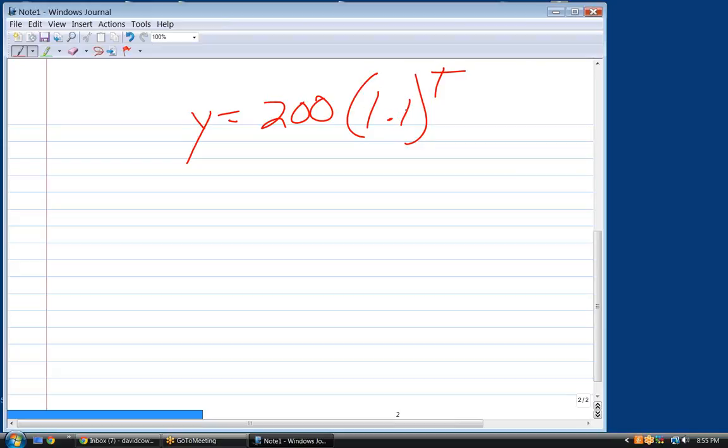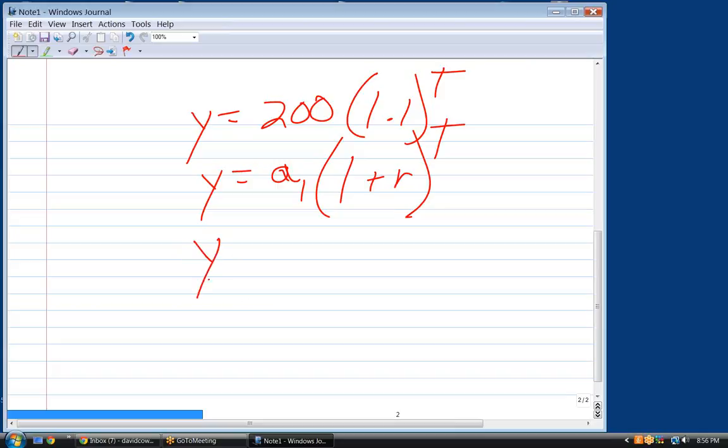That means you're earning 10% annual. Because the real equation is this. Y equals your starting amount, we'll call that a sub 1, the amount you started with, times 1 plus the rate of interest to the t power. There's the general equation for compounding annually.